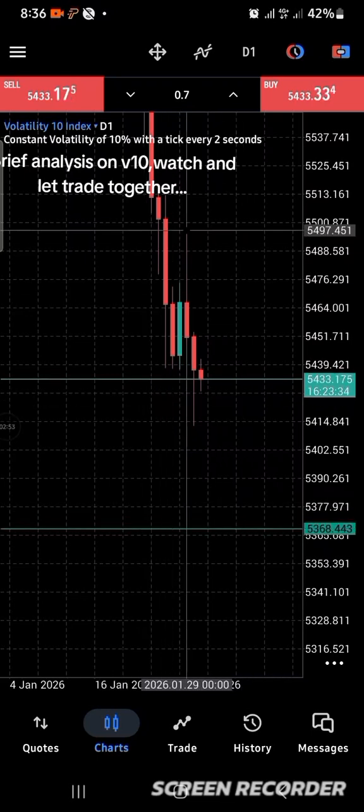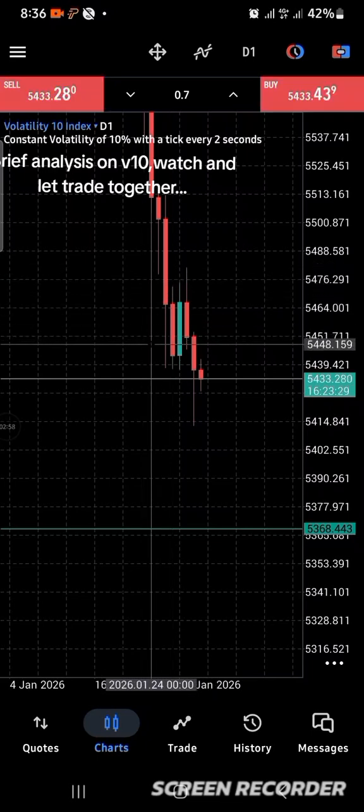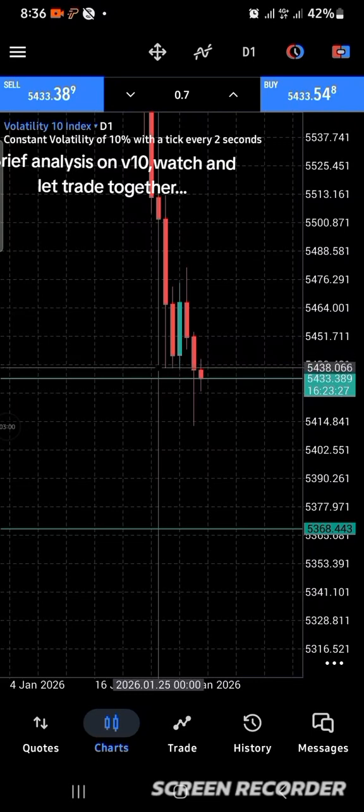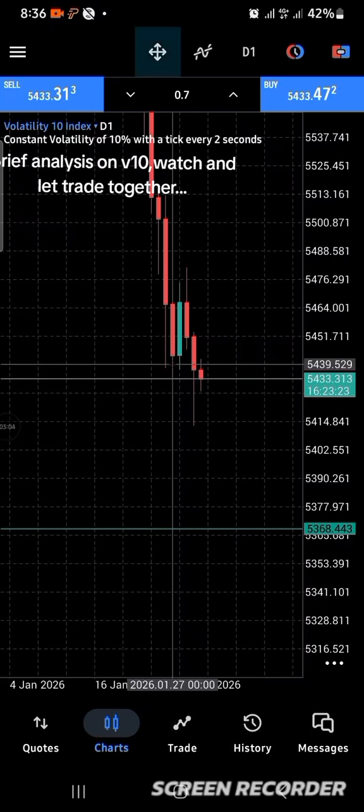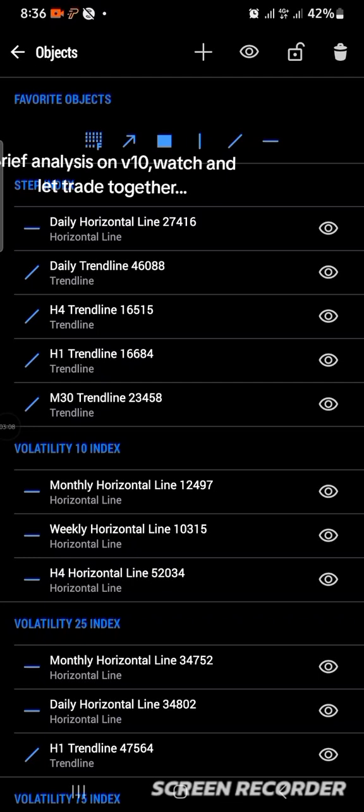So now this is our daily time frame, and what I can see here is the market creating a break of structure here. Let me mark it out. Let's mark it out. A break of structure.